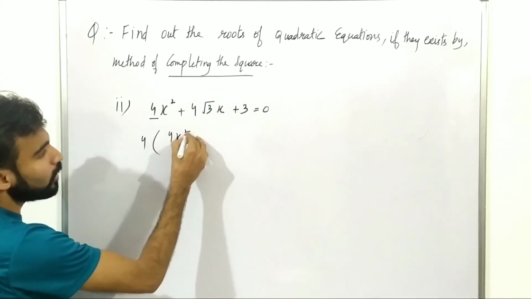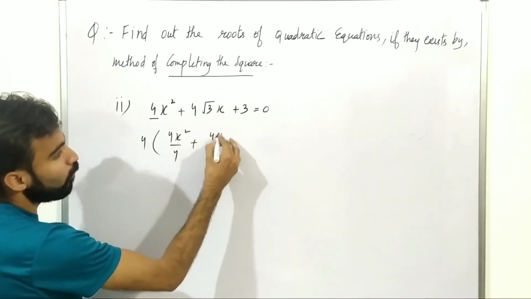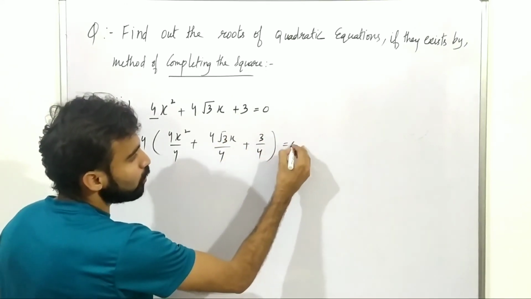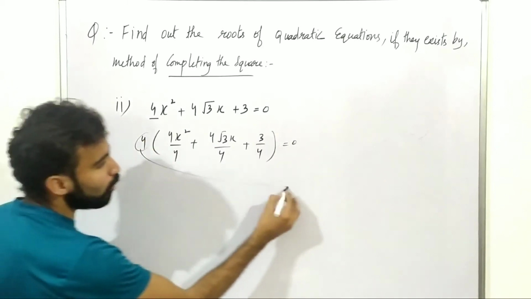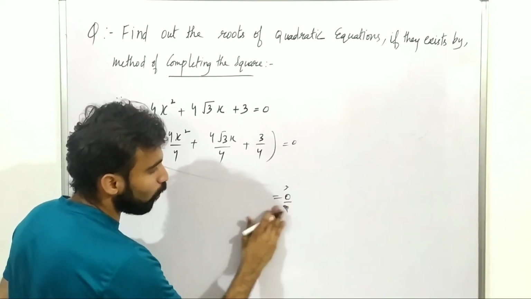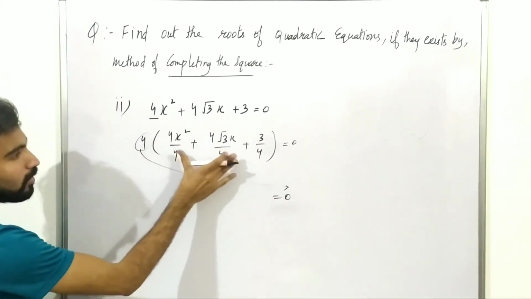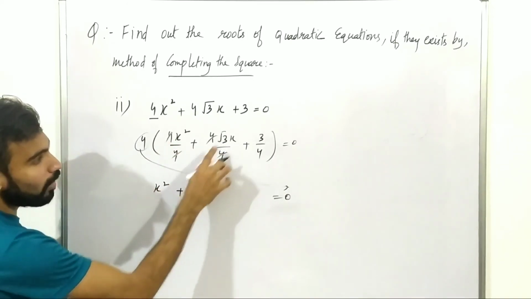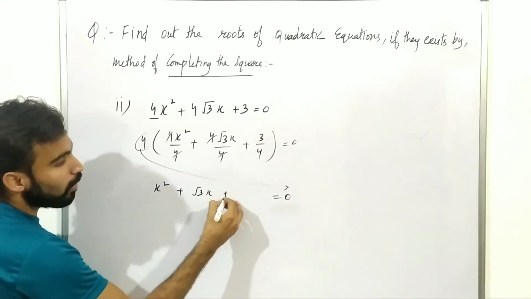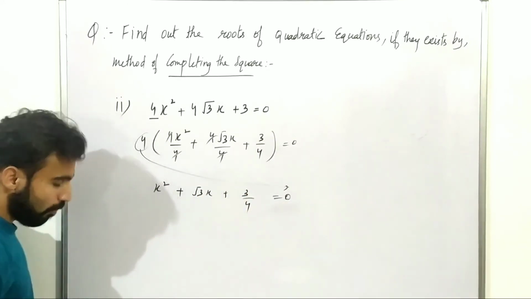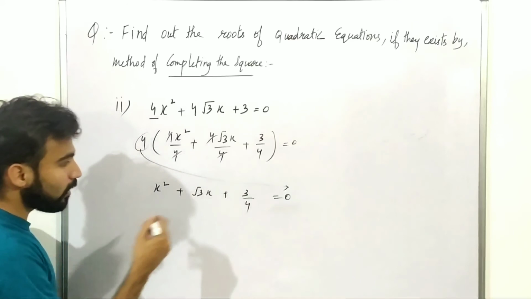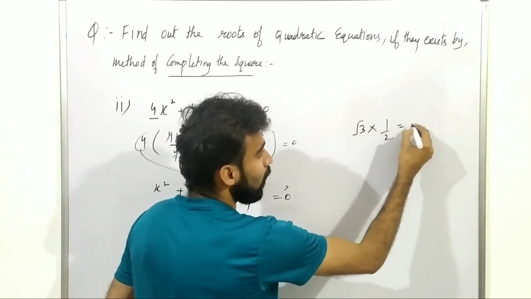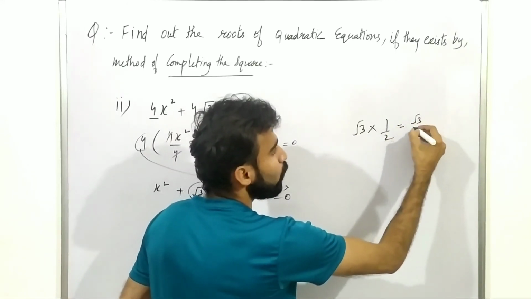So that will be 4x square over 4, further 4 root 3x over 4 plus 3 over 4 equal to 0. Now transfer this 4 over to the right hand side, so that will be 0 over 4, that is simply 0. If I simplify this, they will cancel out, so the remaining is x square plus root 3x plus 3 by 4 equal to 0. The next step was to take this middle term and half it. So I multiplied by half, so root 3 cross 1 is root 3 over 2.